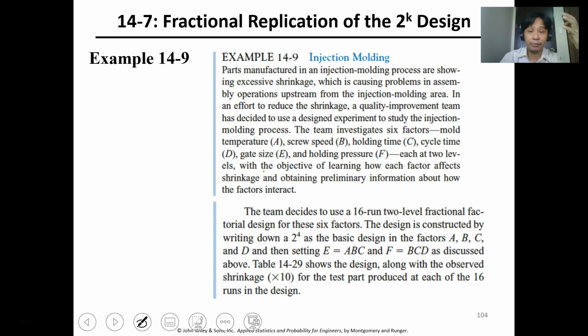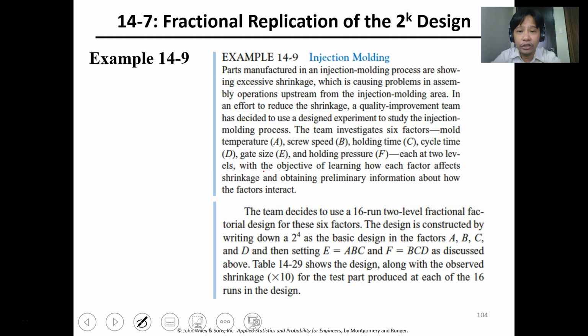Okay, so let's have an example para makita nyo. Parts manufactured in an injection molding process are showing excessive shrinkage, which is causing a problem in the assembly line. So, kung meron kang material na may mga product na may mga plastic attachment, so yung shrinkage yung usual na problem niya. Diba? Yung mga design ngayon ng packaging, pare-pareho yung bote, magkakaiba lang yung shrinking ay yung plastic label.